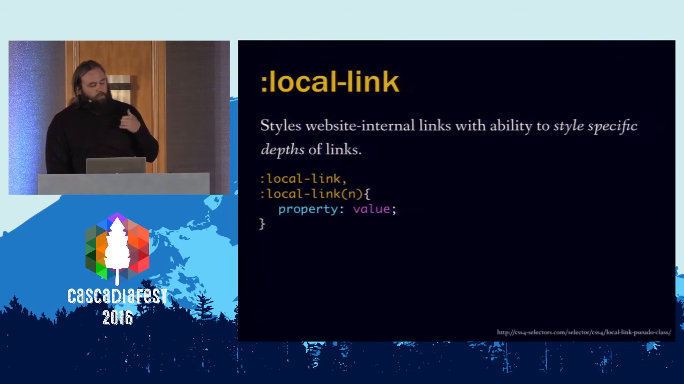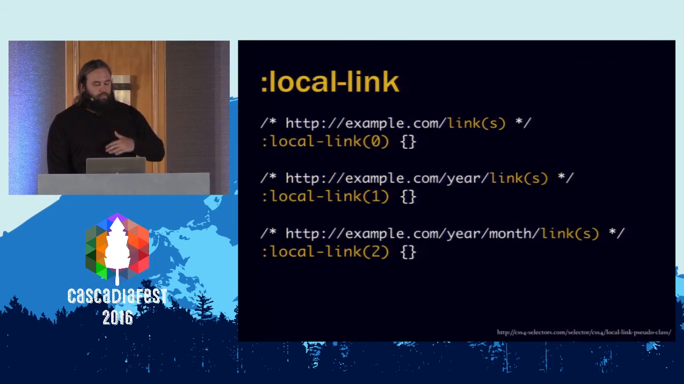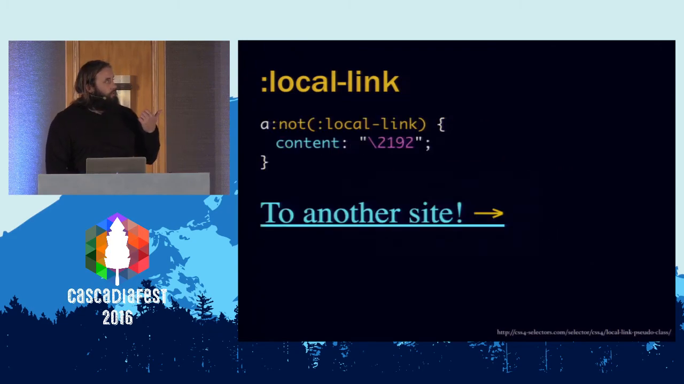Local link, so styles website internal links with the ability to style the specific depth of the link. So if you're in WordPress, you could have links going to your actual blog post styled differently than ones that go to specific archives. This could be nice for table of contents, or to display how deep information goes in large tech or educational reference documents. You could also probably use it with the negation, so you can make that even simpler.